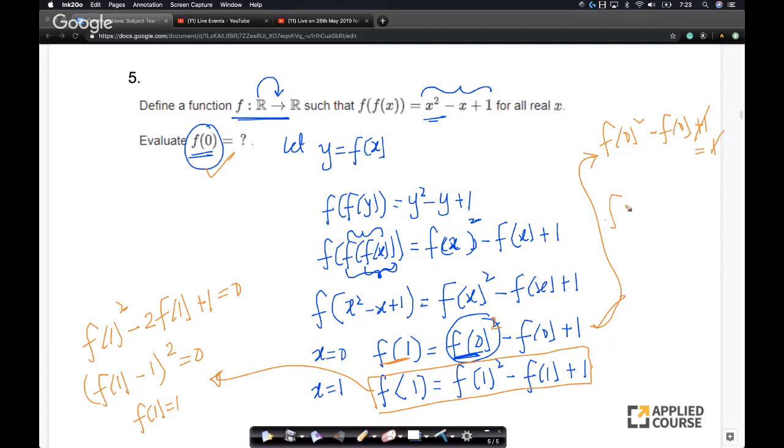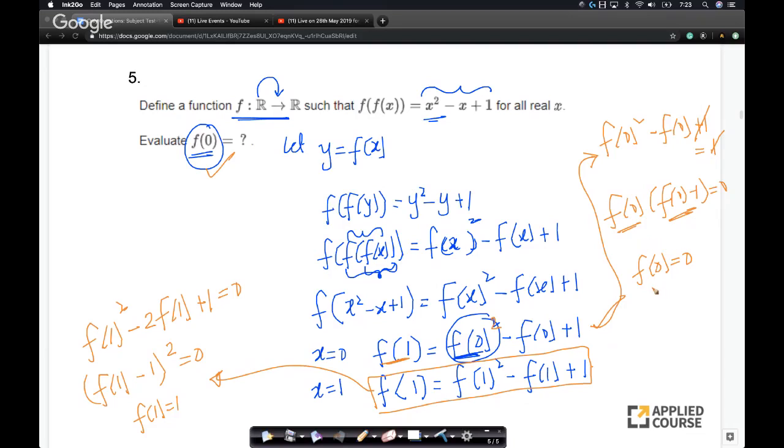I have f of 0 multiplied by f of 0 minus 1 equals 0. This is what I have. So I have two options: f of 0 can be 0 or f of 0 can be 1, right? Now, the problem here is if f of 0 is 0, look at this. Let's assume f of 0 equals 0, right?